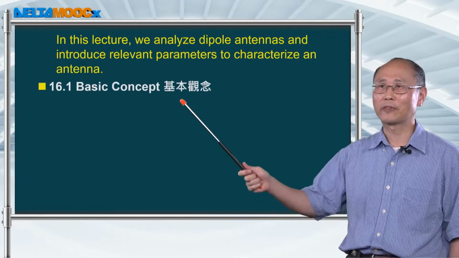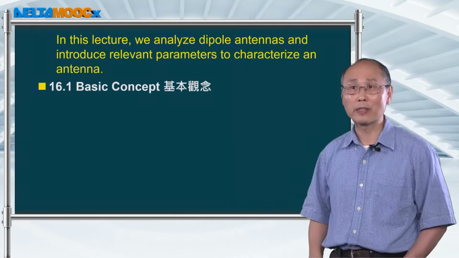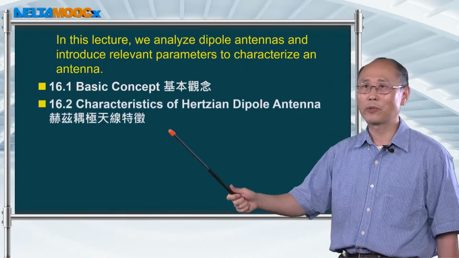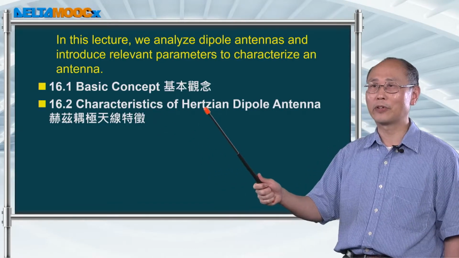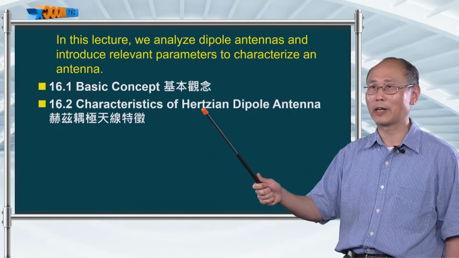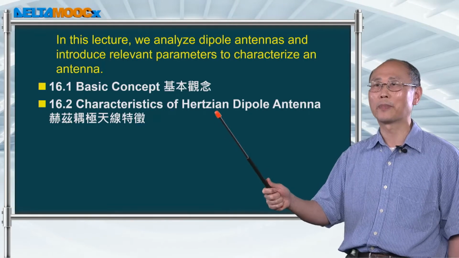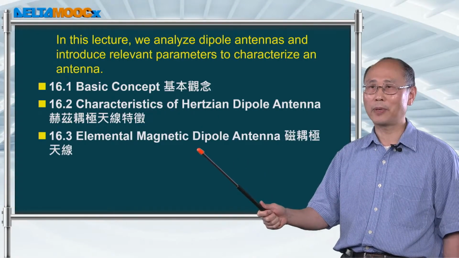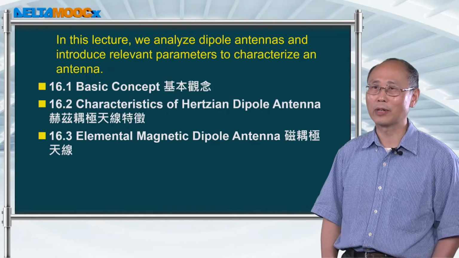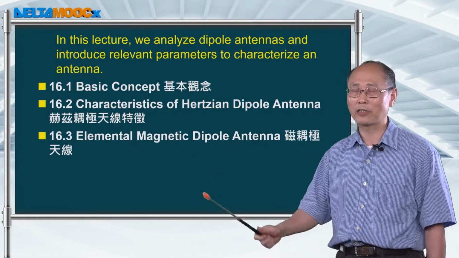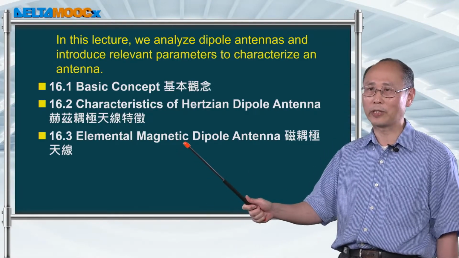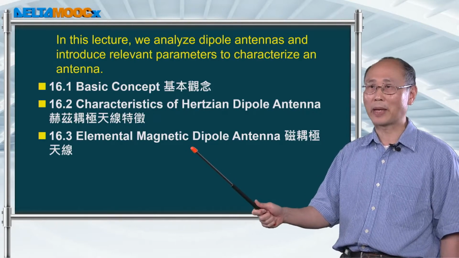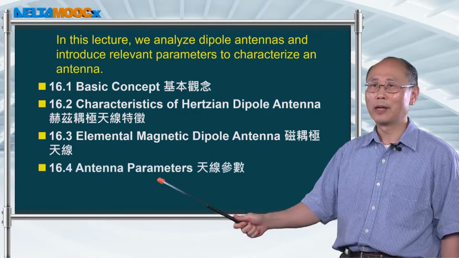The first part of the lecture is going to be a few basic concepts, and then we'll start to analyze a very simple electric dipole antenna called Hertzian dipole antenna. After doing this, we're going to move into a topic that is relevant to magnetic field, oscillating magnetic field generating radiation. And this is a magnetic dipole antenna.